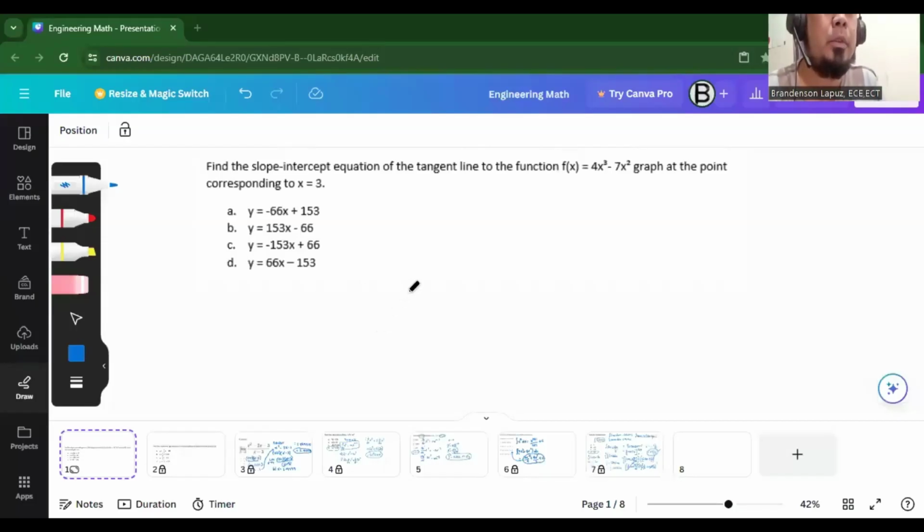All right, we have another problem. This is part of analytic geometry and calculus. Find the slope-intercept equation of the tangent line to the function f of x is equal to 4x cubed minus 7x squared, graph at the point corresponding to x is equal to 3. So, we were asked to solve the slope-intercept equation.